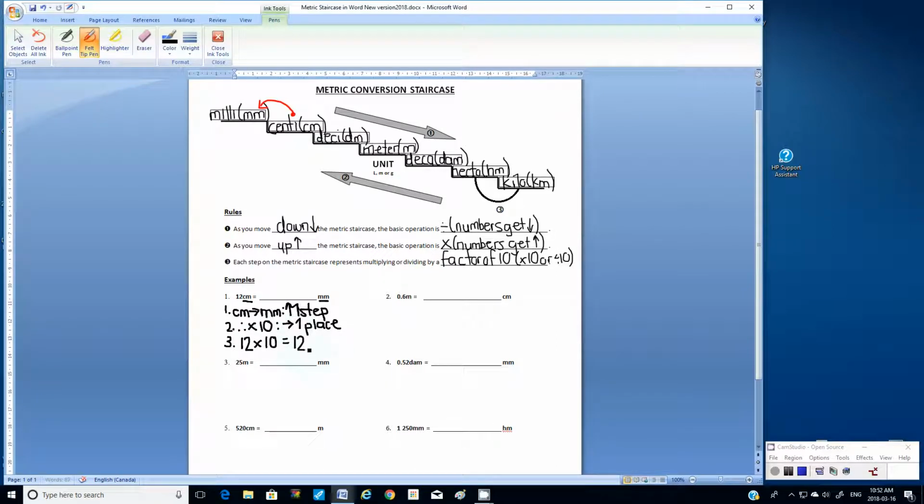So it was a whole number, so the decimal was here, invisible, and then we move it one place to the right, and we fill in one place value column here. So 12 times 10 is 120. So 12 centimeters equals 120 millimeters.